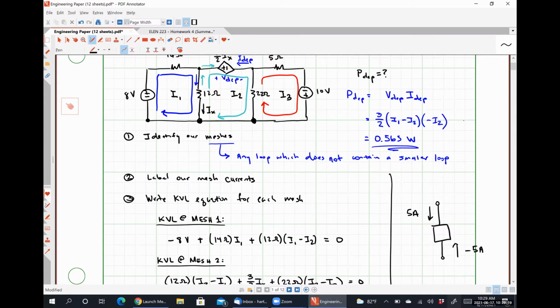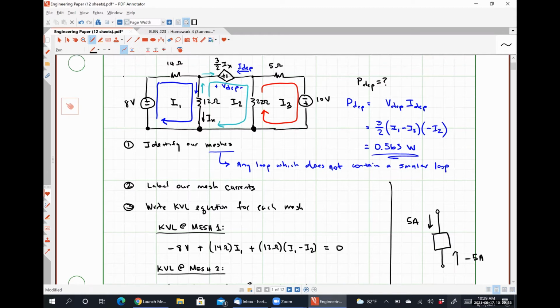Or is it based on the circuit diagram? Like you have the 8 volts and you decided to go positive up, negative down, and you flipped it on the other side for the 10 volts. So the choice I made here was whether my mesh currents were clockwise or counterclockwise. I chose to have them all go clockwise around their individual meshes.